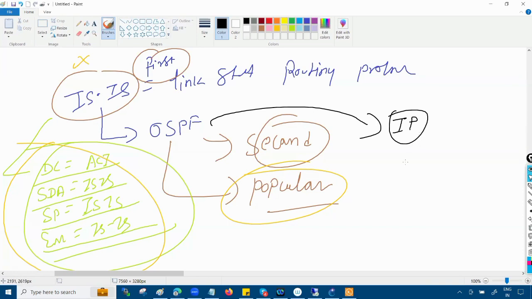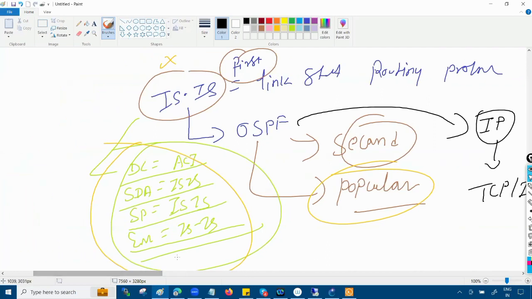IP means what? I'm talking about the TCP/IP protocol. But you know one thing, this was the biggest mistake of ISS. The ISS protocol was not launched for IP. It was for the CLNP protocol. CLNP is for the OSI, not for TCP/IP. So ISS was designed for the OSI, not for TCP/IP.